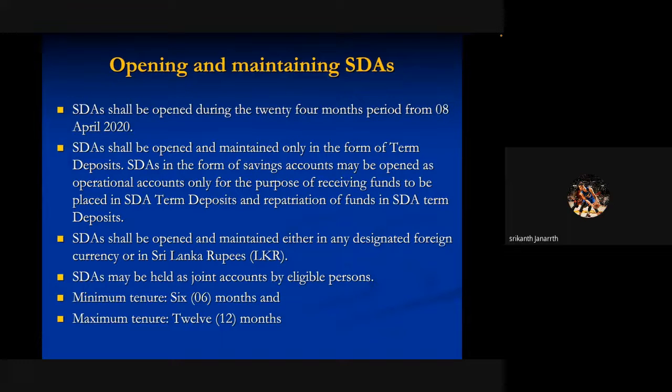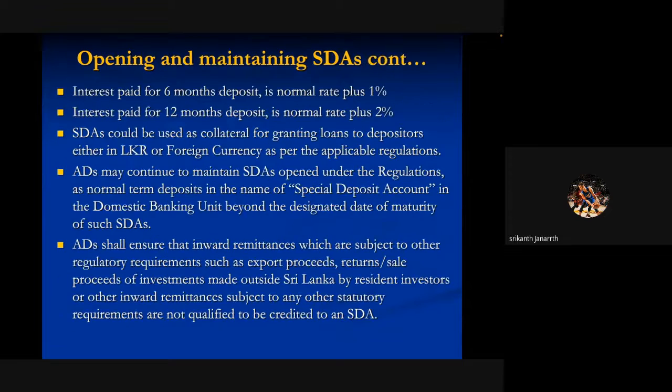So what is special in this scheme? If you are bringing investment, the minimum maturity is 6 months, the maximum maturity 1 year. You can have a 1 year deposit or a 6 month deposit. You will get an additional 1% interest for a 6 month deposit, normal interest plus 1%. You will get 2% for 1 year deposits, right? You can see minimum 6 months deposit, maximum 12 months. The SDA shall be opened and maintained either in a designated foreign currency or an LKR account. You can see some of the benefits here: interest paid for a 6 month deposit, normal plus 1%; interest paid for a 12 month deposit, normal plus 2%, right?